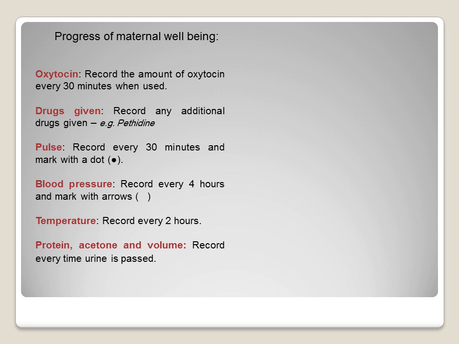The pulse should be recorded every 30 minutes and marked with a dot. The blood pressure recorded every 4 hours and marked as arrows بين السيستوليك والدايستوليك. التمبريتشر should be recorded every 2 hours. والبروتين acetone and volume of the urine should be also written every time the patient passes urine، أو إذا كانت عندها كاتيتر تذكر كمية اليورين. طبعا بالنسبة للبارتوغراف عندكم سكيل لاب إن شاء الله نشرح بيها، وعندنا بالليبر روم أيضا راح نشاهد البارتوغراف وراح تتدربون على كيفية ملء البارتوغراف.